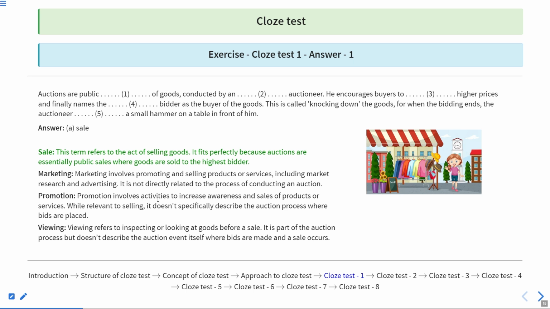Promotion. Promotion involves activities to increase awareness and sales of products and services. While it is related to selling, it does not specifically describe the auction process where the bids are placed. Viewing. Viewing refers to inspecting or looking at goods before a sale. It is part of the auction process but does not describe the auction itself, where bids are made and a sale occurs. So out of the four choices, sale, marketing, promotion and viewing, the best option is sale.